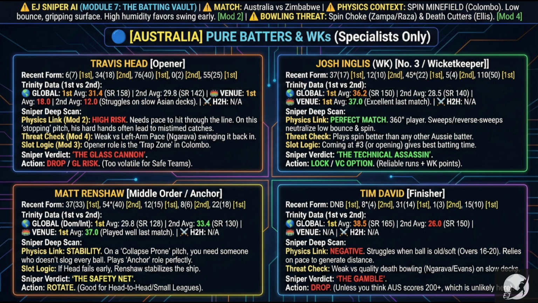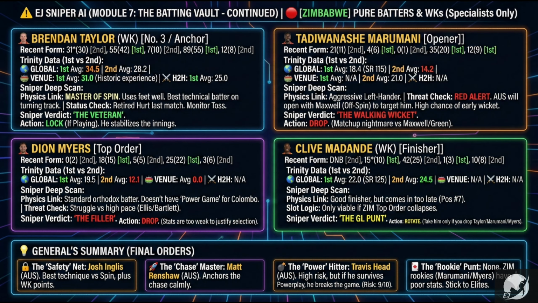Australia is decoded. Now, let's open the vault for the Zimbabwean resistance. Sniper. Shift scope to the Zimbabwean resistance. Target 1, Brendan Taylor. The data calls him the veteran. If he passes the fitness test, he is an automatic lock. Why? Because on a turning track, experience is everything. He uses his feet, finds the gaps, and anchors the innings.